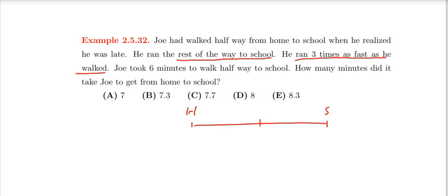So Joe took 6 minutes to walk. So here 6 minutes. Then here only need 2 minutes, right? Because he ran 3 times fast. So how many minutes did he take to get from home to school? So here 6 minutes, here's 2 minutes. So 8 minutes.